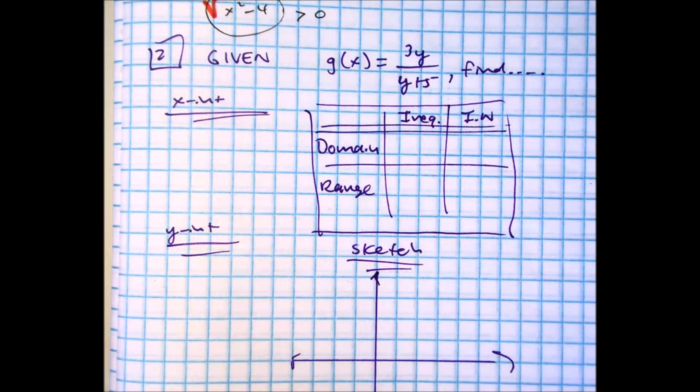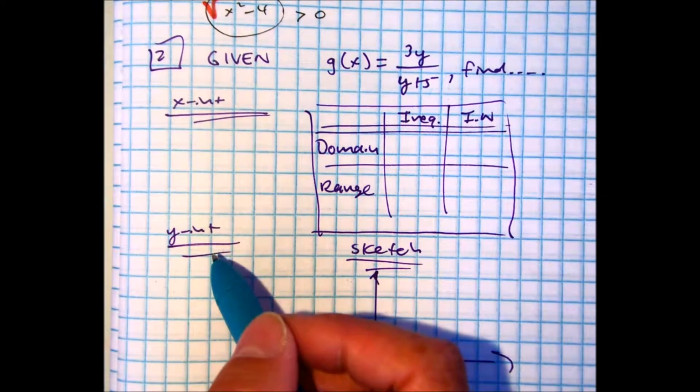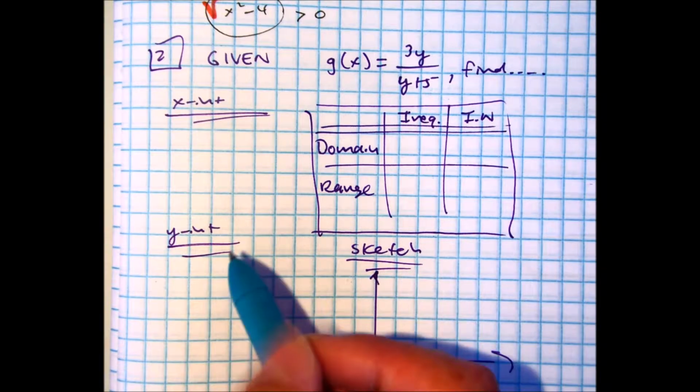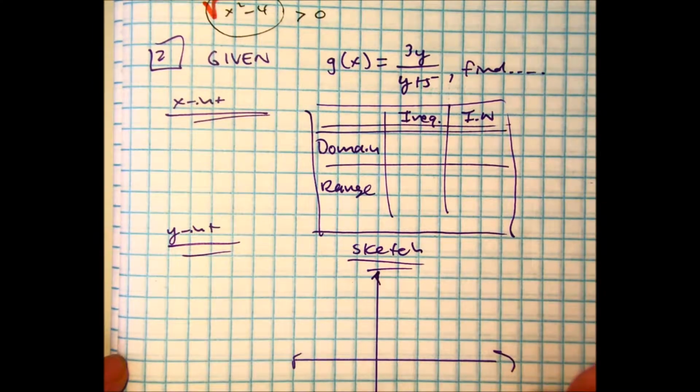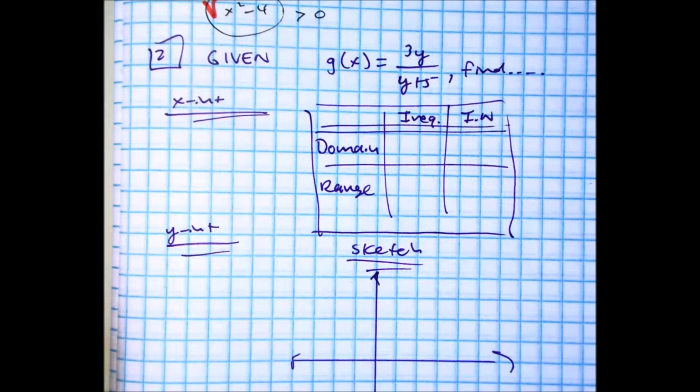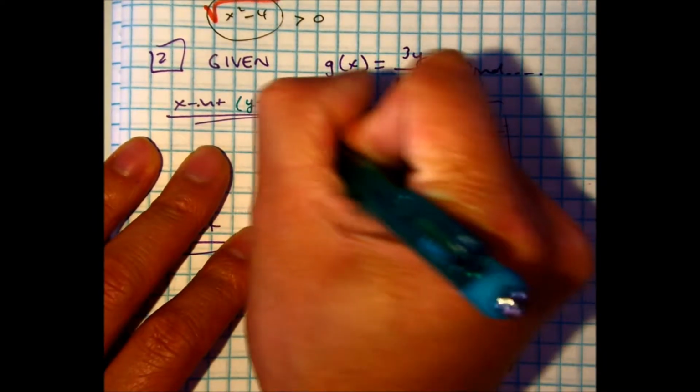Come back to you, Marisol. How do we find a y-intercept? Trying to find a y-intercept. Okay, that's if we are finding the range. David, you got the x-intercept? When y is equal to 0?